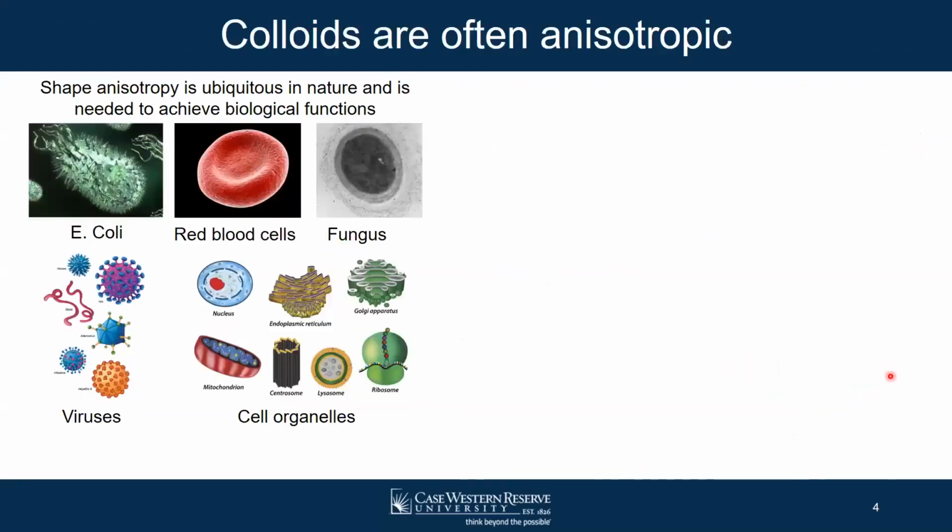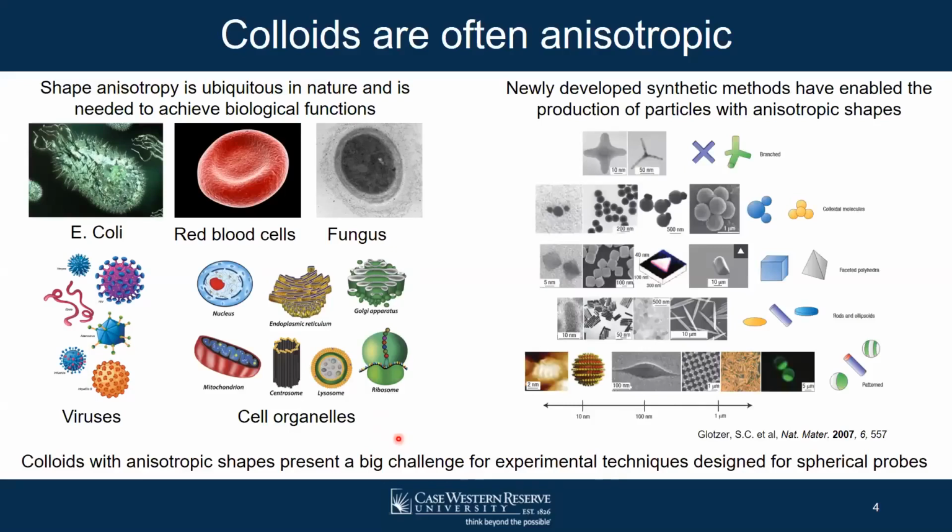So TIRM works quite well for spherical particles, but as has become apparent in particular over the last 10 or 15 years, colloids are often anisotropic, either by nature or by design. So we're interested in a number of technologically relevant colloidal objects. One in particular that our group is starting to focus on more is red blood cells.